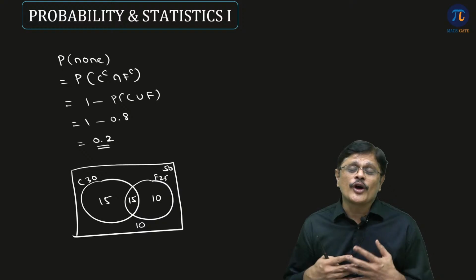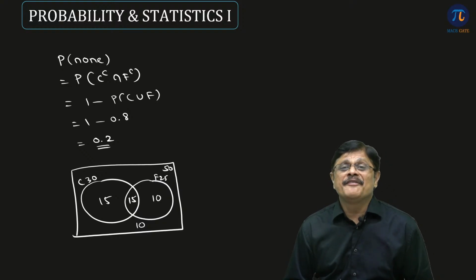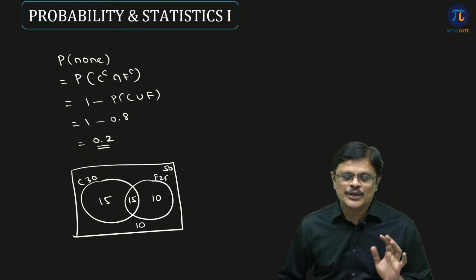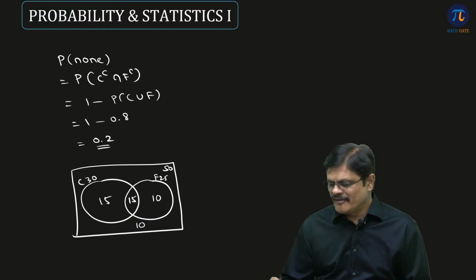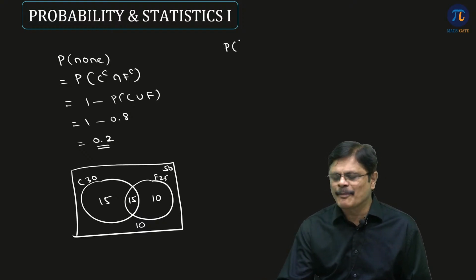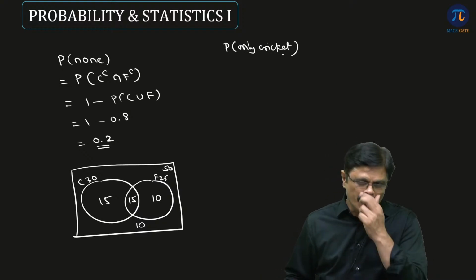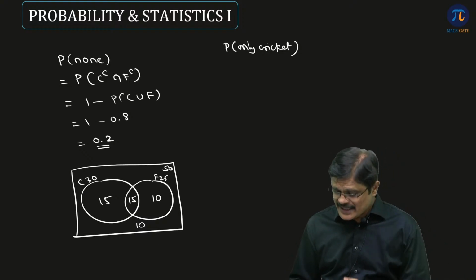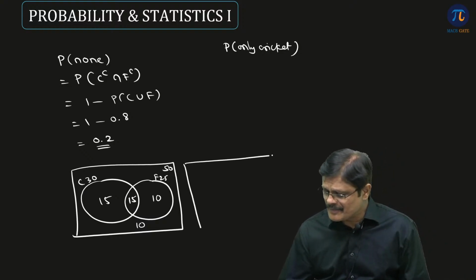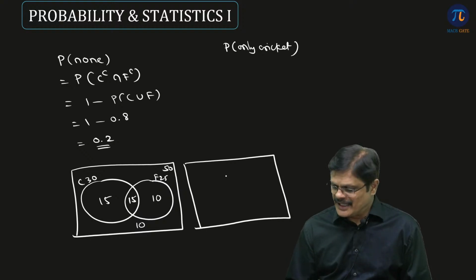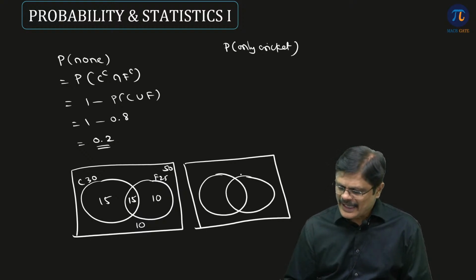See, the advantage of drawing this Venn diagram is if any other question is asked, you can answer them very quickly. For example, if someone asks you, what is the probability that a student plays only cricket? See, here I will write two Venn diagrams, sir. One is percentage, the other one is exact number.